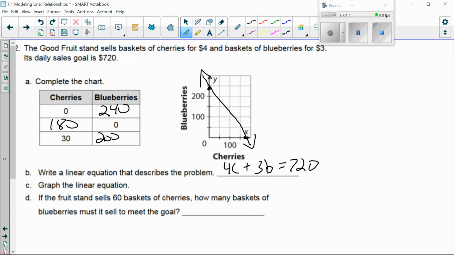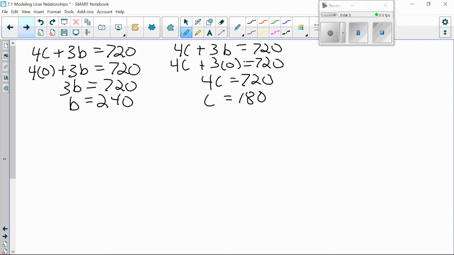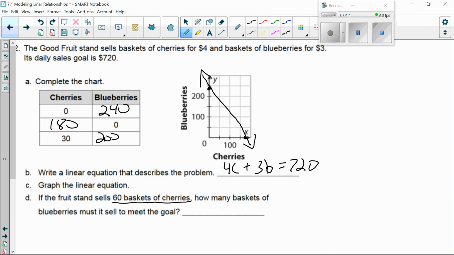We've got the equation written. All we've got to do now is answer the question. The question is, if the fruit stand sells 60 baskets of cherries, how many baskets of blueberries must it sell to beat its goal? So we're going to plug it in for the cherries. I'm going to write my equation again, plugging in for cherries, and that was 60.